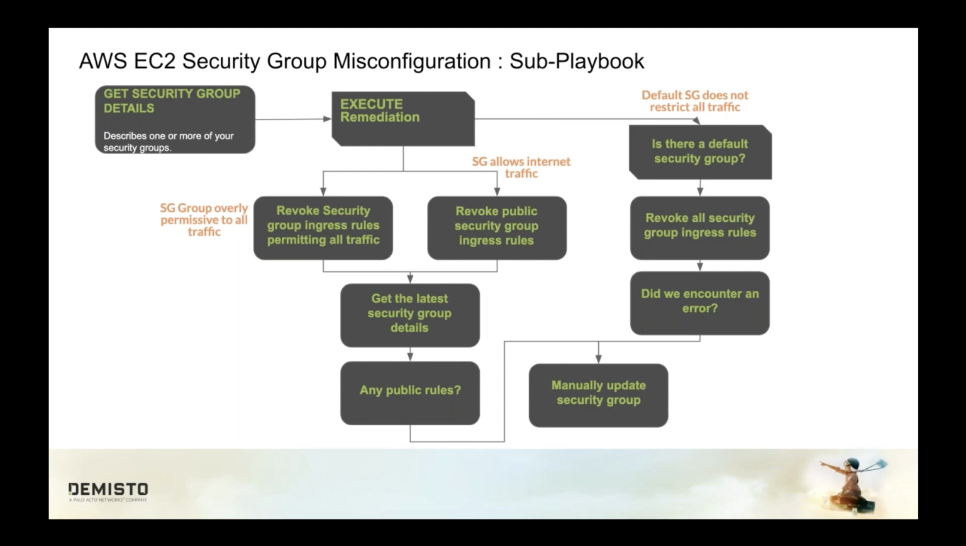So this is EC2 security group misconfiguration. There are three types of checks we're doing here. There could be a default security group that does not restrict all traffic, or a security group that you created that allows all internet traffic. And then, of course, one more security group that's permissive to all traffic. Now, when you check these conditions, you need to remove or revoke these security group ingress rules.